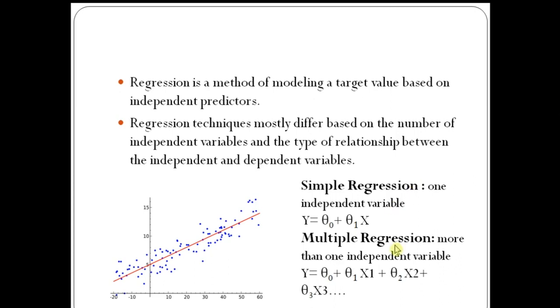When we talk about multiple regression, we have more than one independent variable, and based on these we compute the value of y. In simple regression, this is the weight of the student, and based on this weight we need to predict the height of the student. It is nothing but the equation of a line, where theta 0 and theta 1 are known as the weights, and theta 1 is known as the gradient.